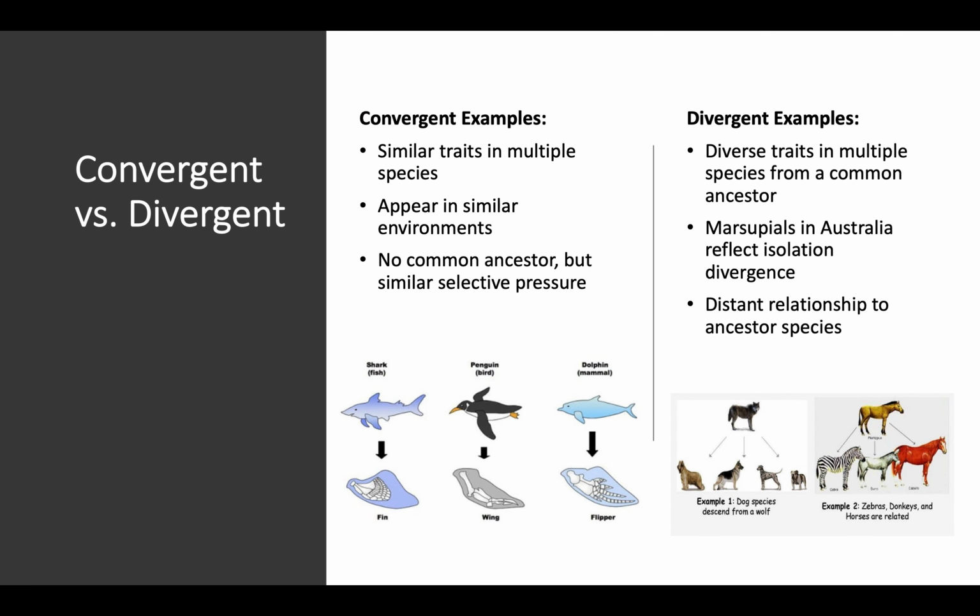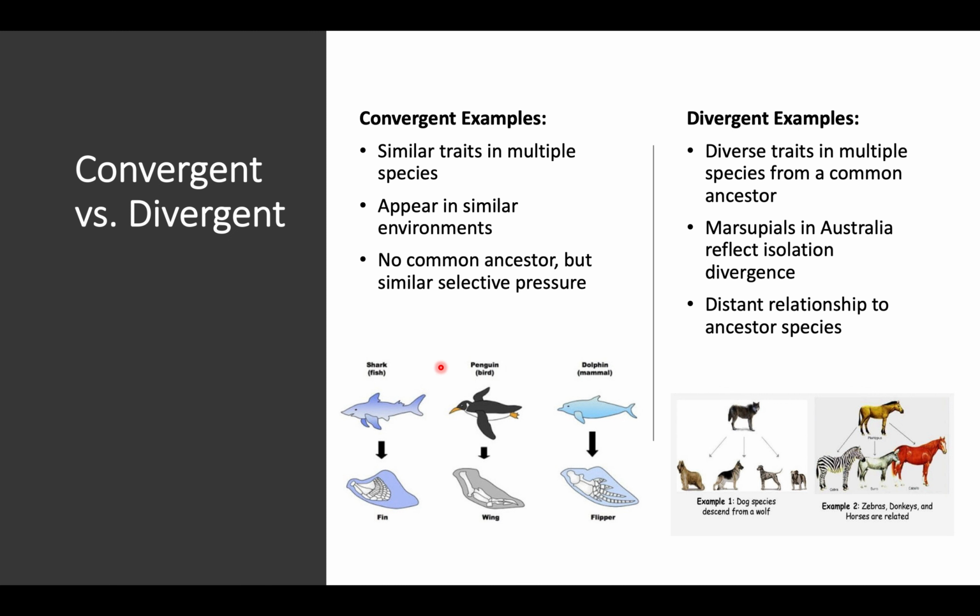So now I'd like to talk about a couple different types of traits in the process of evolution. So I want to talk about convergent traits and divergent traits. On this side of the slide here, on this side of the line, we're going to have examples of convergent traits. And then on this side, we're going to have examples of divergent traits. So convergent examples are similar traits that happen in multiple species. They appear in similar environments. There's no common ancestor, but there's similar selective pressure because of their environment. So there's similar traits that happen in multiple different species.